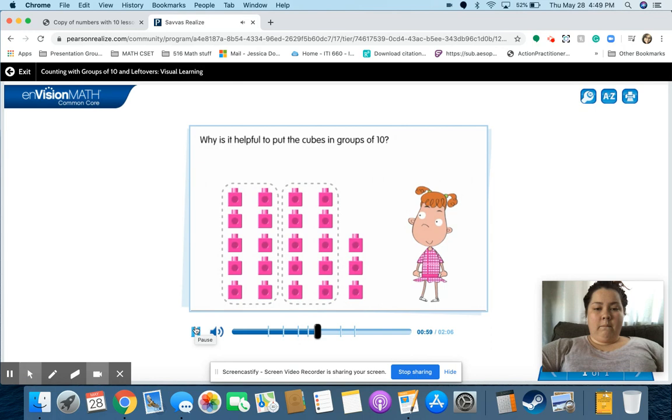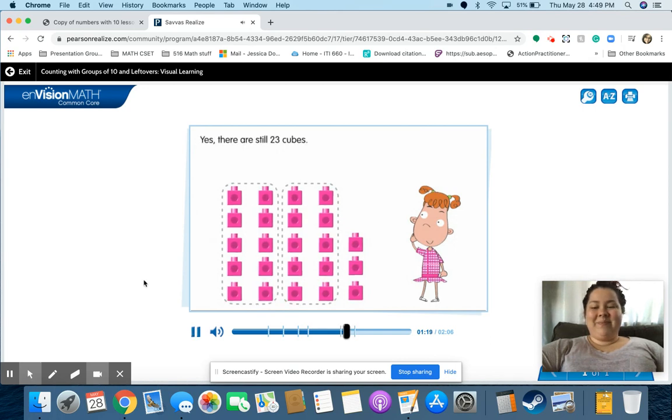Why is it helpful to put the cubes in groups of 10? One reason is that it makes it easier to see the groups of 10 and leftovers. It makes it quicker to count. Are there still 23 cubes in all? Did the cubes change, scholars, just because we circled them? Yes, there are still 23 cubes.